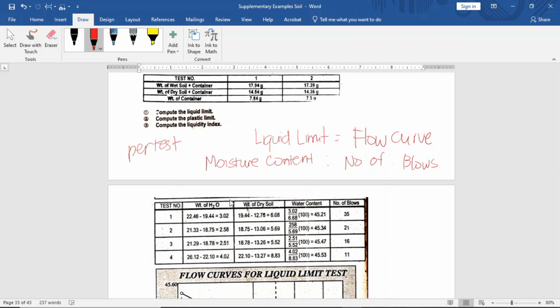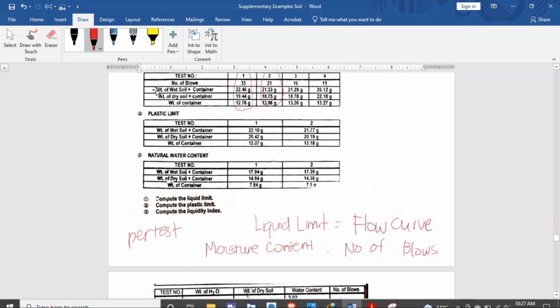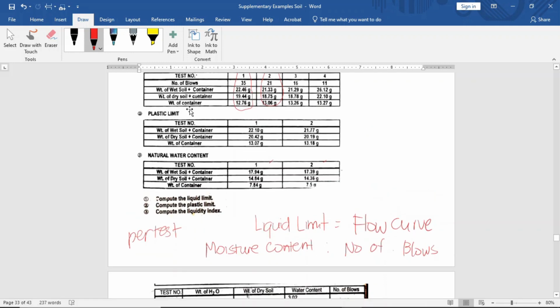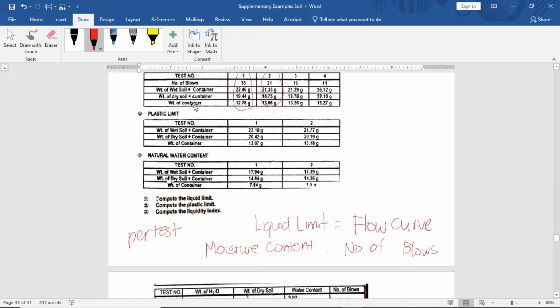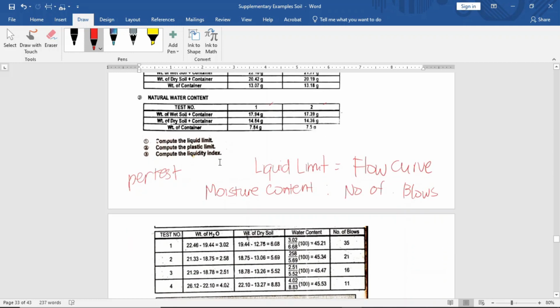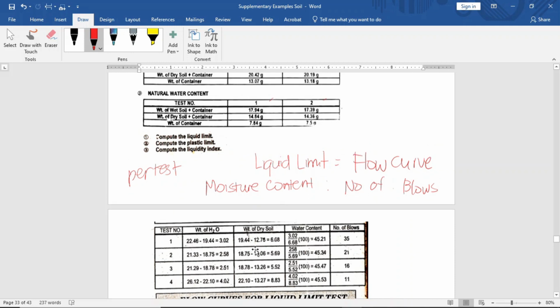So, tulad nga ng kanina, ito, weight of water, para natin mahanap doon, weight of water, ito, weight of water yan, diba? So, weight of wet soil plus container minus weight of container is, hindi ba? So, ang ano pala natin is weight of wet soil plus container minus weight of dry soil plus container. Yan yung gagawin natin. So, ito yung mahanap natin. So, ito, 22.46 minus 19.44. Ano ba yung 19.44?